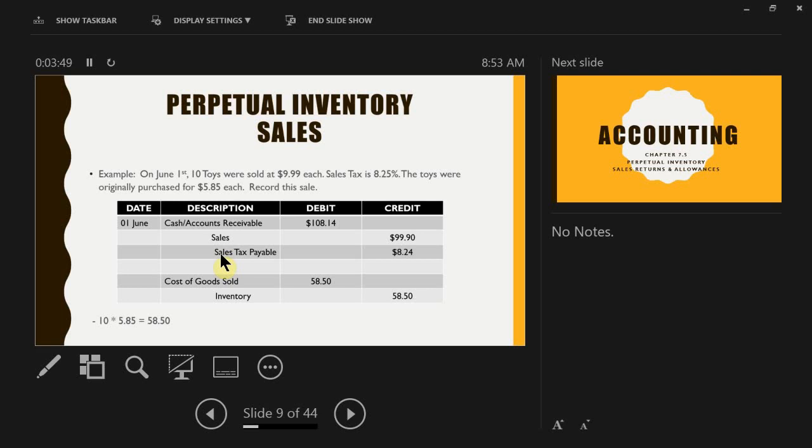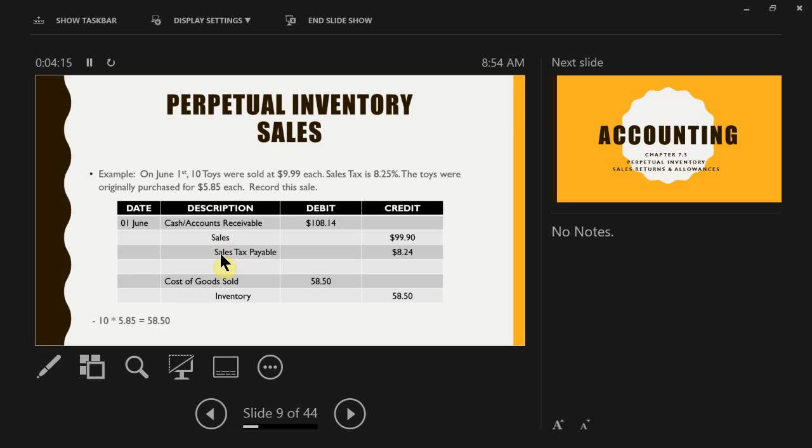Okay, so I do have a question then, because if we're not looking at it, then why are we including it in the journal? You have the total of toys sold was $99.90 and the tax is $8.24. Why are we including that in the journal if we're only looking at the purchase of the merchandise? So Inga, I'm going to ask you a question. Where am I journalizing my profit?